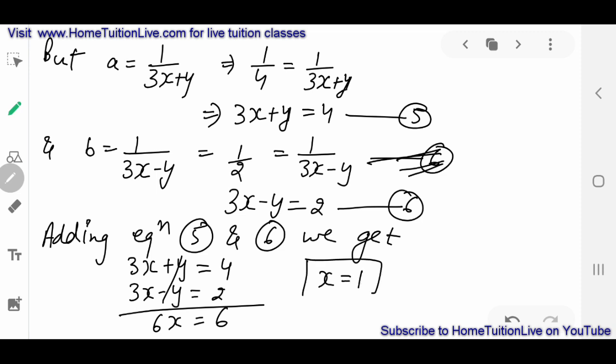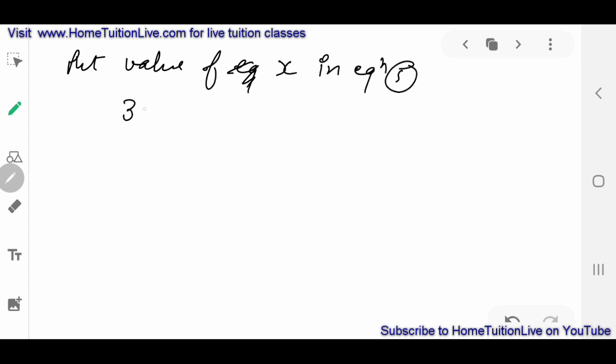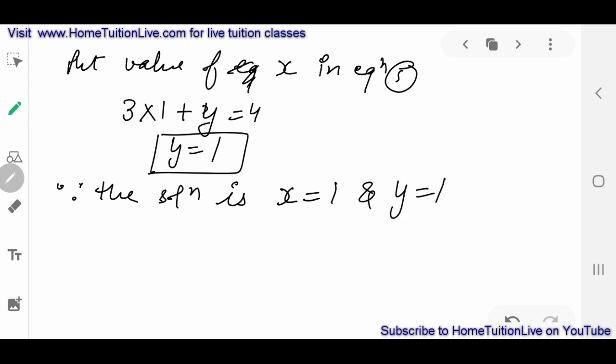Okay, now put the value of x in equation 5th. That is 3 into 1 plus y equals to 4. That is y is equal to 1. So this is the solution. Thus the solution is x is equal to 1 and y is equal to 1.